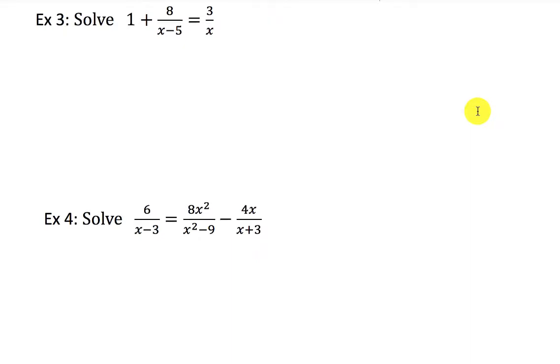In this next example, I have a typo. That should be 1 minus 8 over x minus 5 equals 3 over x. Let's get started on solving this rational equation. Notice that we cannot simply cross multiply here because it's not a proportion. So what we're going to do is find the least common denominator among these expressions and then multiply both sides by that common denominator so that we can basically eliminate the denominator. The least common denominator here would be x times x minus 5.